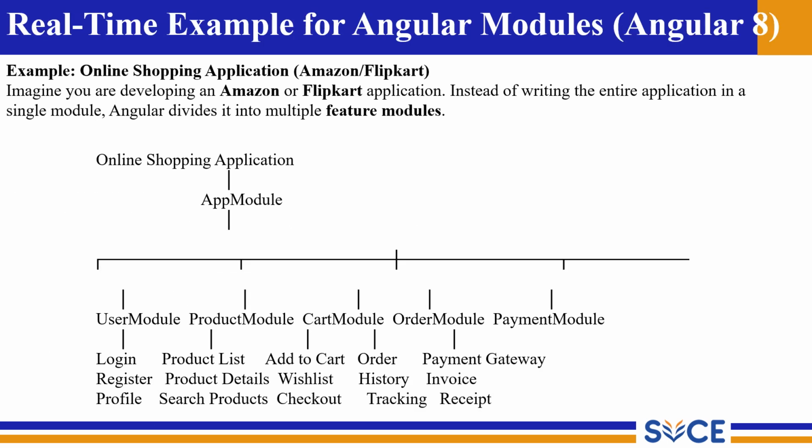So, a real-time example for modules. Example, an online shopping application. Imagine you are developing an Amazon or Flipkart application. Instead of writing the entire application in a single module, Angular divides it into multiple features. Here, the app module is divided into user module, product module, cart module, order module as well as payment module.